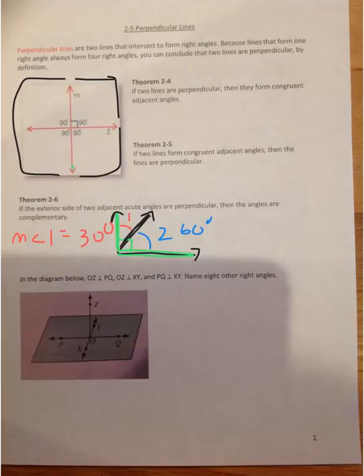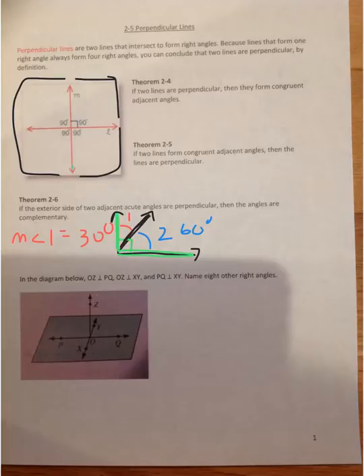Down here in the diagram below, OZ is perpendicular to PQ, and PQ is perpendicular to XY. OZ, sorry, is perpendicular to XY. You'll notice here that OZ is coming up, coming out of the diagram. They want you to name 8 other right angles.